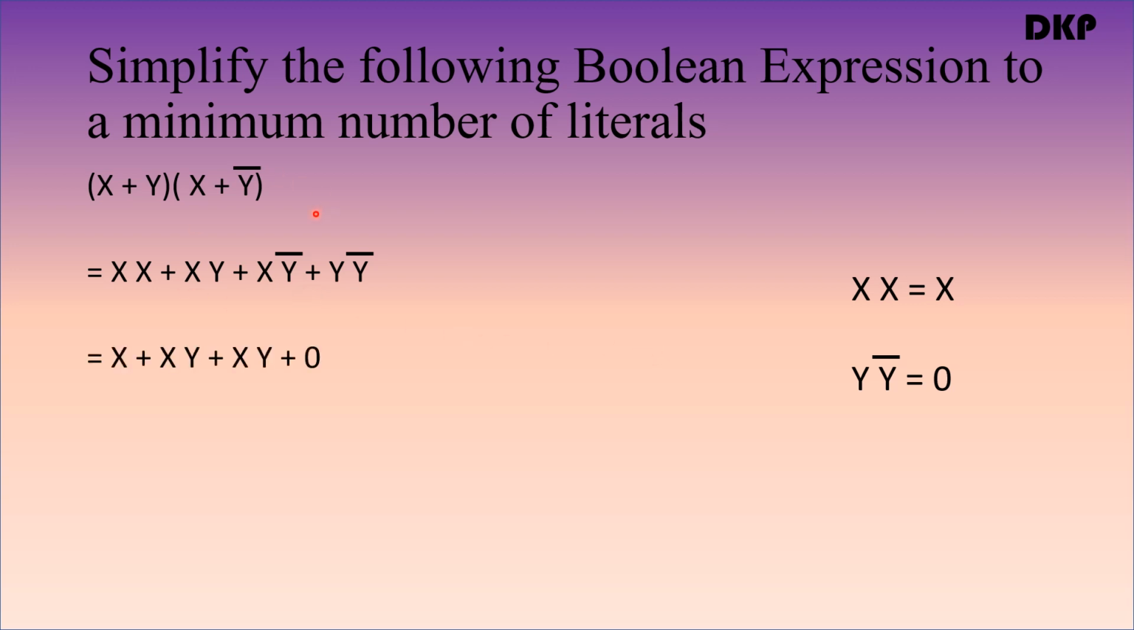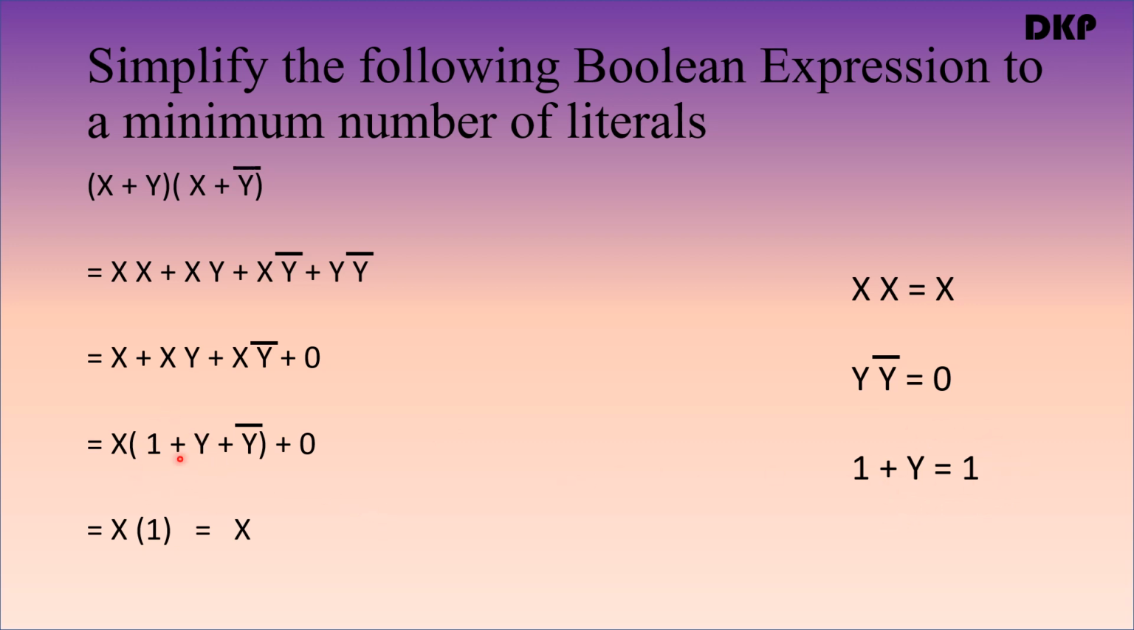Therefore, we can write this x as x plus this xy as it is and this xy bar as it is plus y into y bar is equal to 0. Now in the next step, we know that this x is common in all the three terms. Therefore, you can take this x outside so that you will get 1 plus y bar plus this 0, which is equal to, what is 1 plus y?